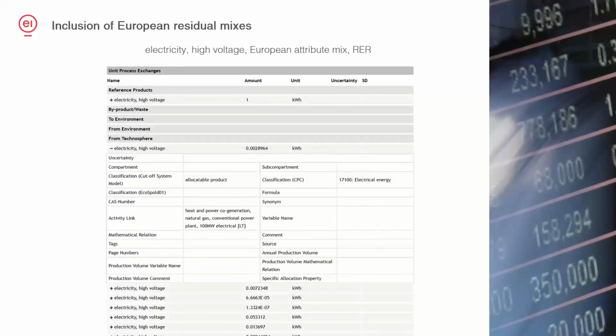The dataset for the European attribute mix itself is, as said, a melting pot of electricity producing activities from all surplus countries, here shown with an input of heat and power generation from Lithuania. It does not contain any infrastructure or direct emissions, as it feeds into the markets where these are already accounted for.